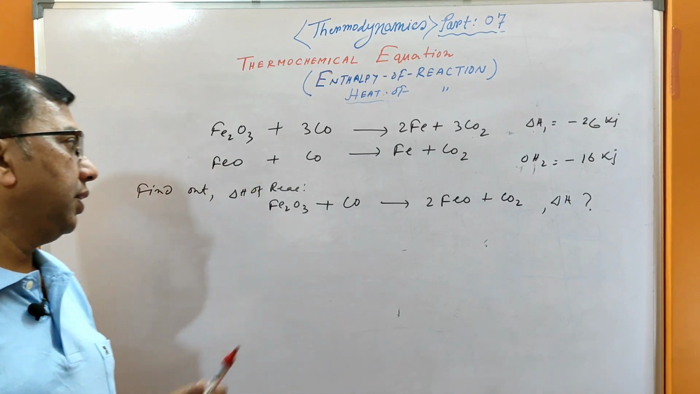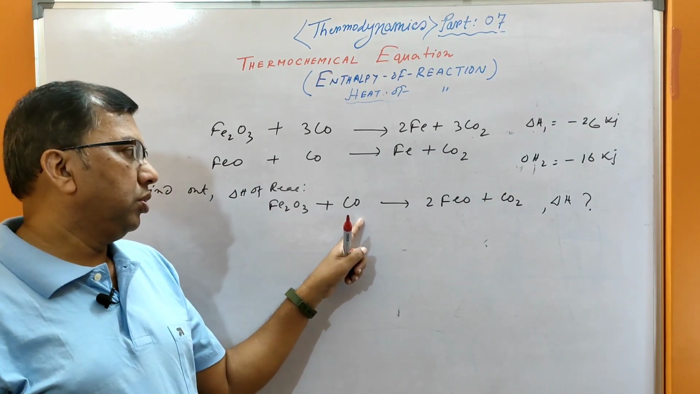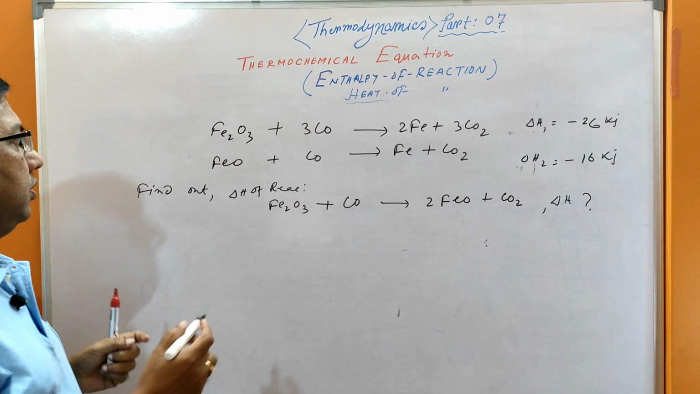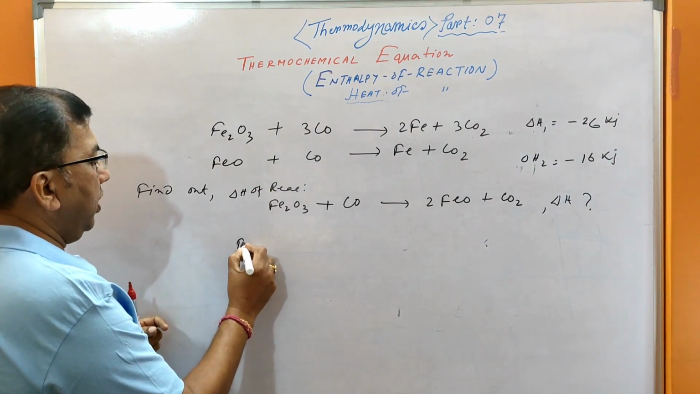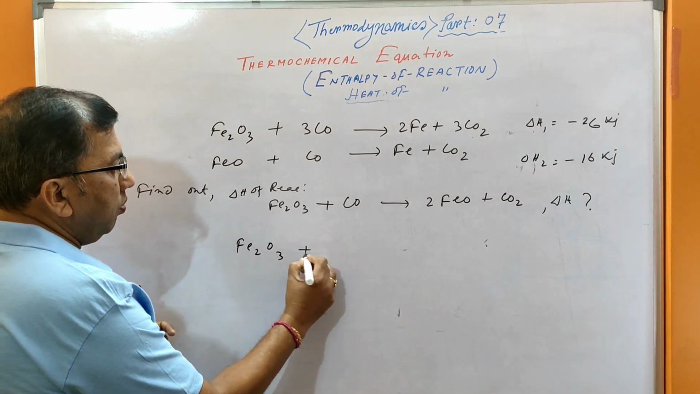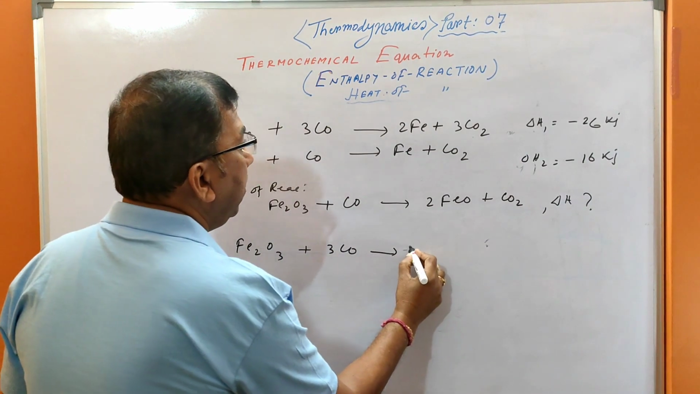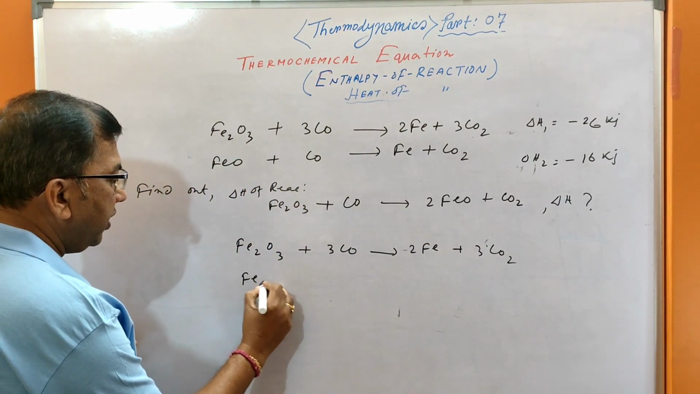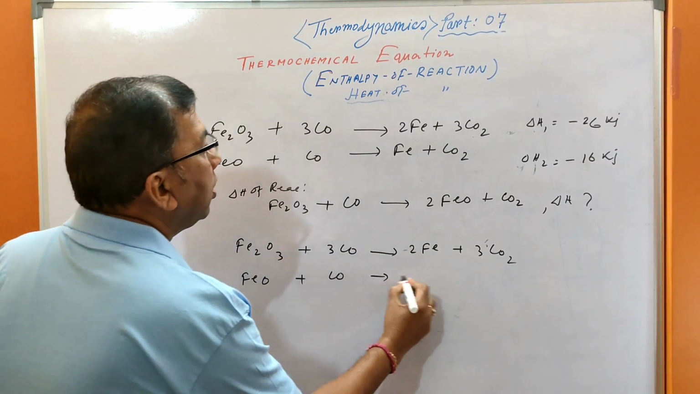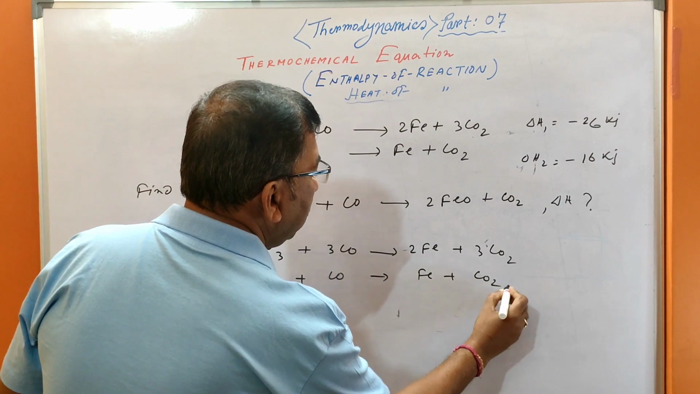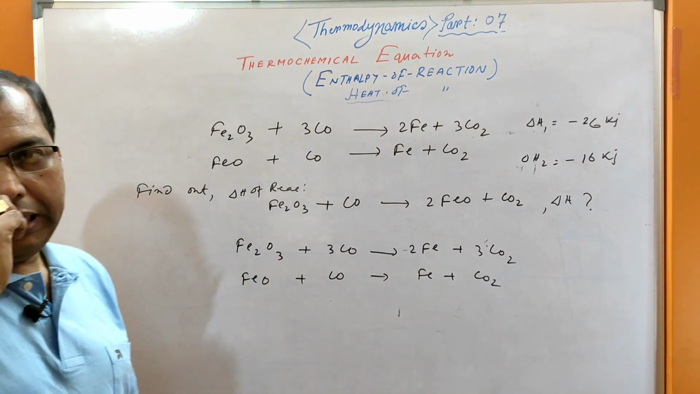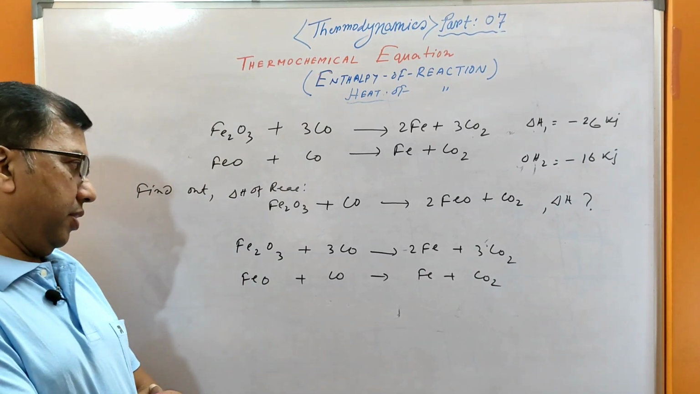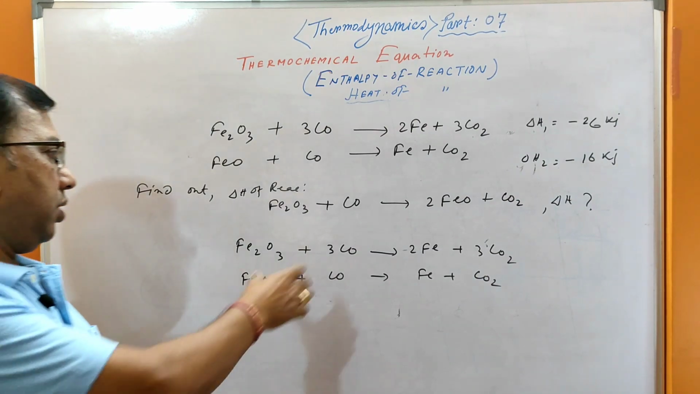So you have to write the reactions. Fe2O3, CO, FeO. First, write this. Okay? Fe2O3 plus 3CO gives 2Fe plus 3CO2, it is given. I am writing again this reaction: FeO plus CO gives Fe plus CO2, it is given. So in this case, what we have to notice. See, this is the main reaction.